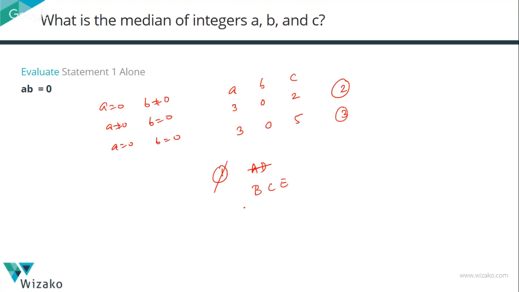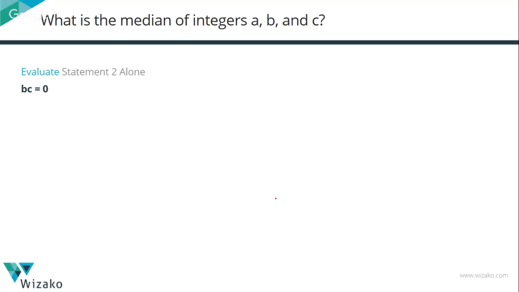Start evaluating statement 2. Is BC equals 0? Exactly the same thing. There's no difference. In the last case, we had AB. Here we got BC. So B is equal to, let's say, 3. C is equal to 0. A is equal to 5. What is the median? Median is equal to 3. B is equal to 0. C is equal to 10. A is equal to 9. What is the median in this case? Median is equal to 9. Do we have a unique answer for it? No. In both these cases, BC ended up being 0. So because we have not got a unique answer with statement 2, 2 alone is also not sufficient, which means we can rule out choice B.